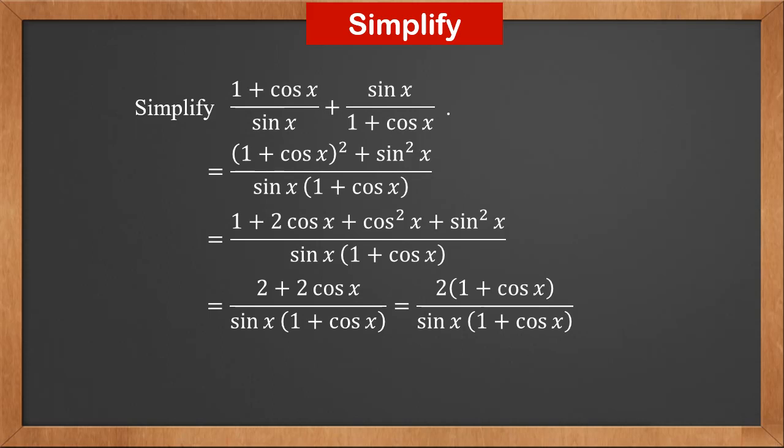So the numerator is 2 plus 2 cosine x. Take out 2, we get 2 times 1 plus cosine x. The 1 plus cosine x can be cancelled. Therefore, it is 2 over sine x.